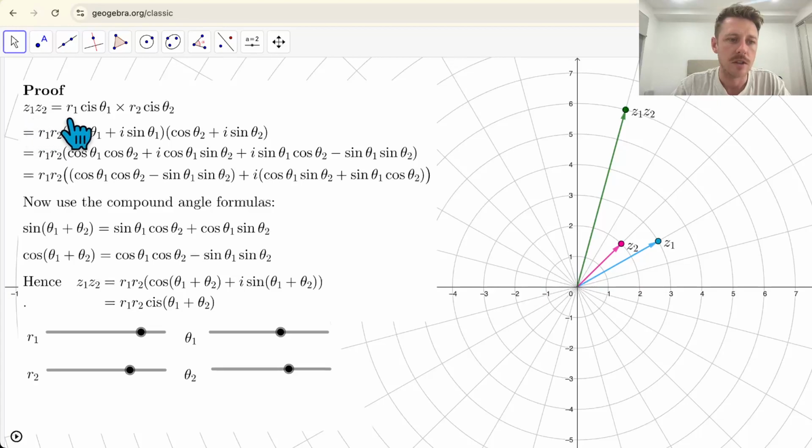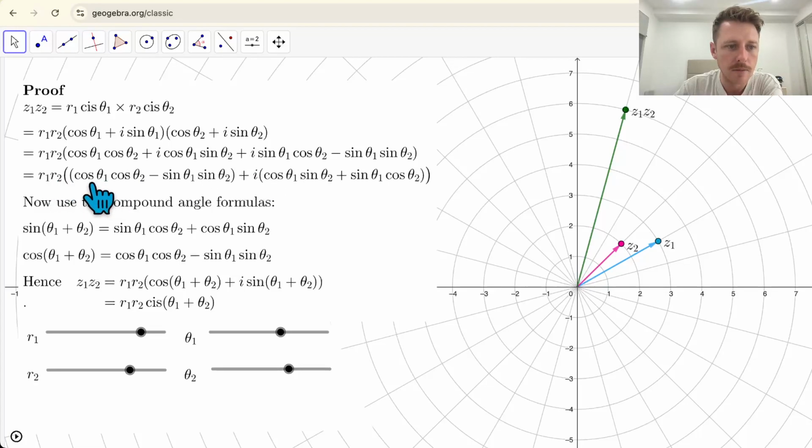So z1 times z2 equals r1 cis theta 1 times r2 cis theta 2. Okay, if you write the whole thing out, you'll get this. Just expanding it, it's all multiplied, so r1 r2 comes out the front. Expanding this binomially, you're going to get cosine theta 1 times cosine theta 2 plus i sine theta 2 times cosine theta 1. I think you get the idea. You have to expand that out binomially.